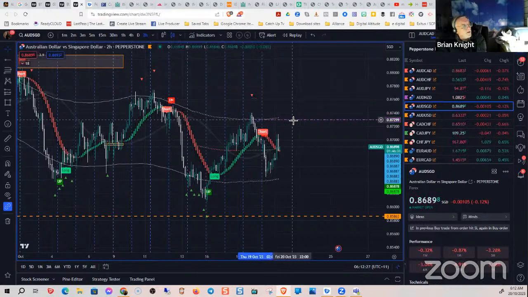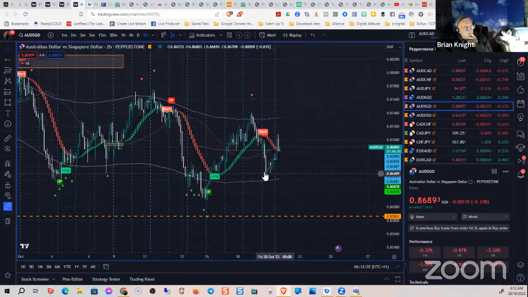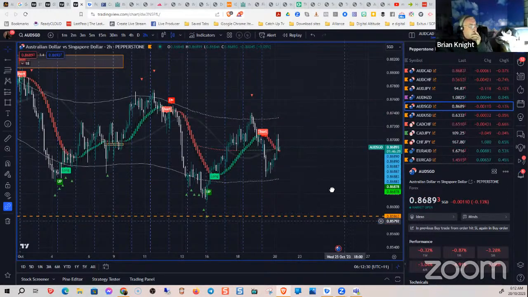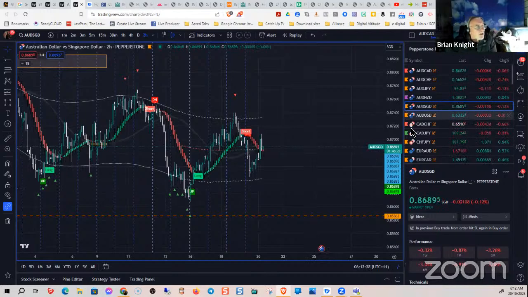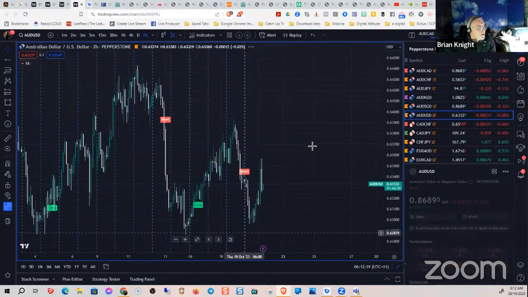So too late for that one. We don't have any green there, so it's not time to look at this one. Might be next week. Okay, that's AUD Singapore. Let's look at AUD USD in a similar sort of vein.